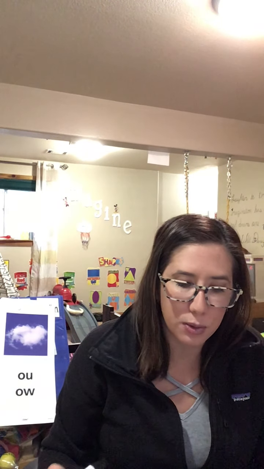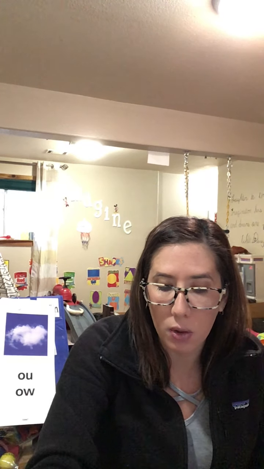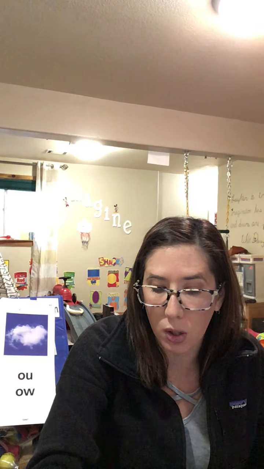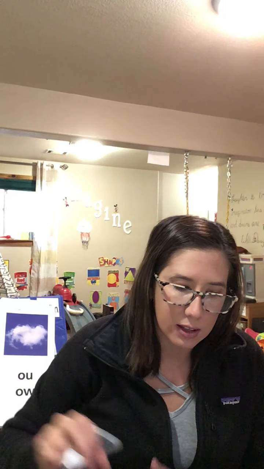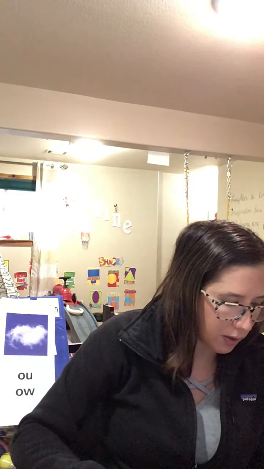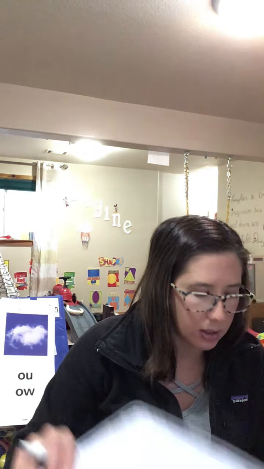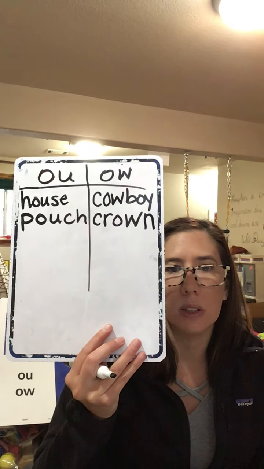Okay, the next word is crown. Like if I'm a queen and I would wear a crown. Now, I know that this is an OW word because let's segment it. K, ow, n. Okay, it just has an N or a D at the end, like crowd, crown.